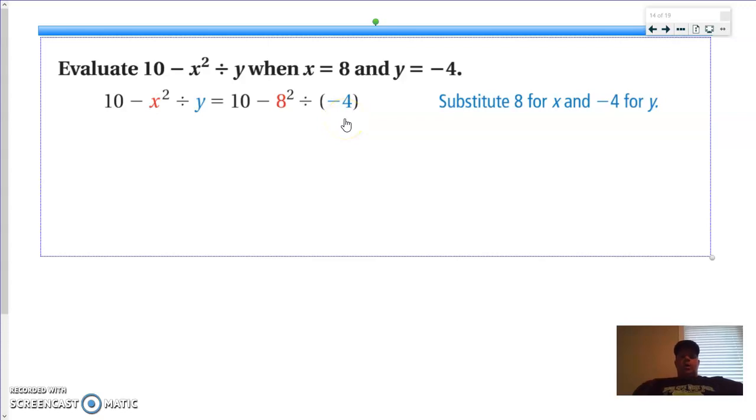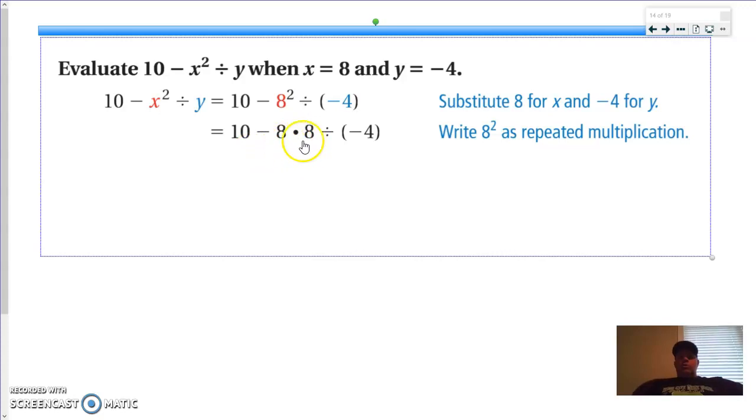We then follow our order of operations because we are going to do the exponent first. So we have 10 minus this divided by this. When we multiply that, we get 64. So 8 times 8 is 64. So we'll have 10 minus 64 divided by negative 4.